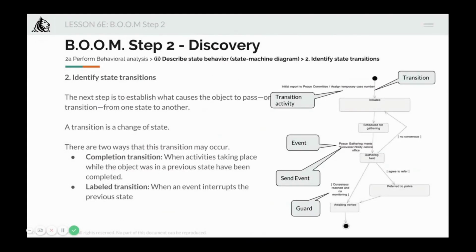Alternatively, a transition may occur because an event interrupts the previous state. For example, an application in the state waiting for income verification stays there indefinitely until it receives the income verified event. This type of transition is a labeled transition. How do you depict state transitions? The figure shows a first draft of a diagram showing state transitions for the case object. The example shows a number of elements involved in documenting a transition.